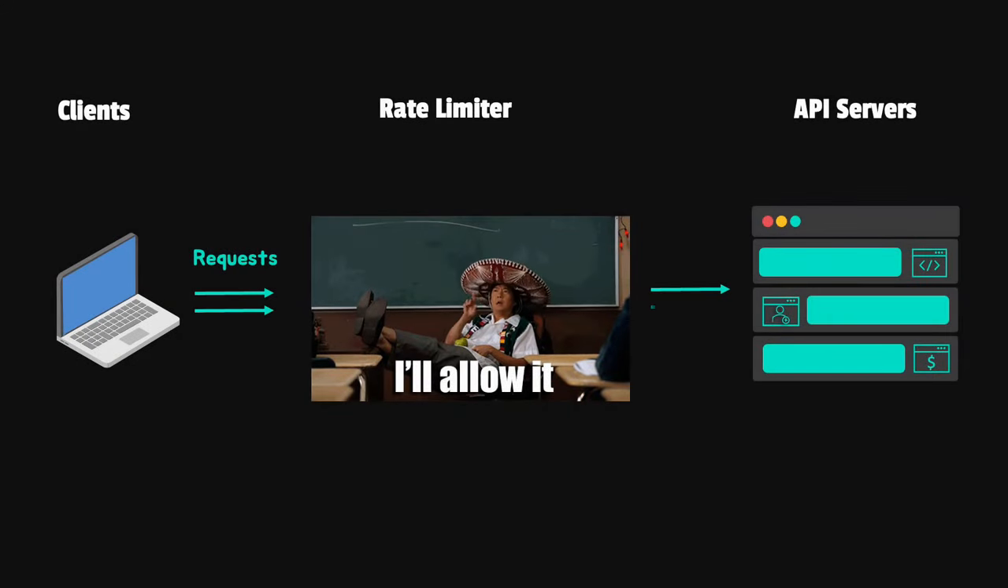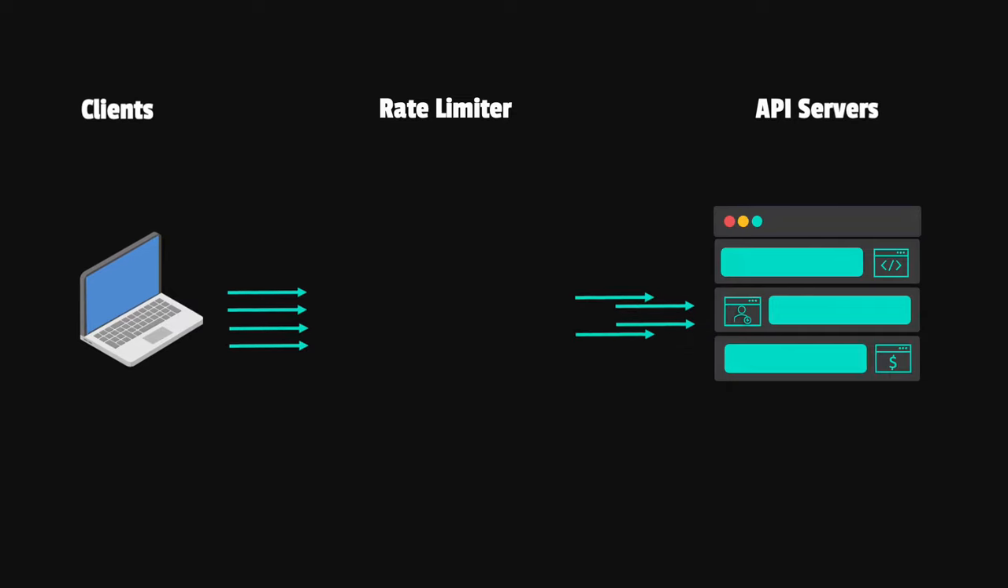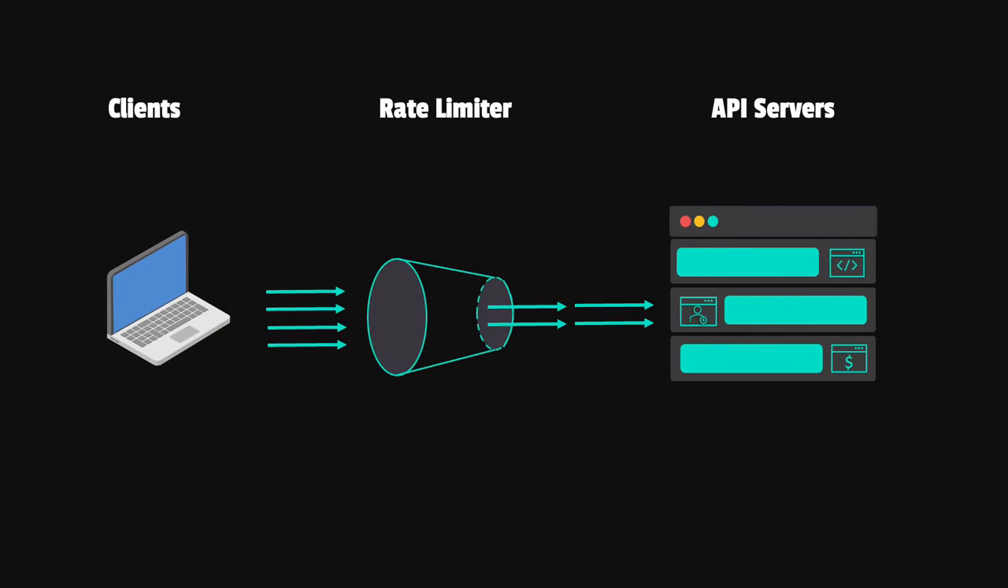The job of the rate limiter is to decide if a request will be served or declined. If the request is accepted, then it will be passed to the API servers. In most cases, a rate limiter is used as a defensive mechanism. It protects your services from overuse or from malicious users. It relies on some rules to decide when to limit the traffic.